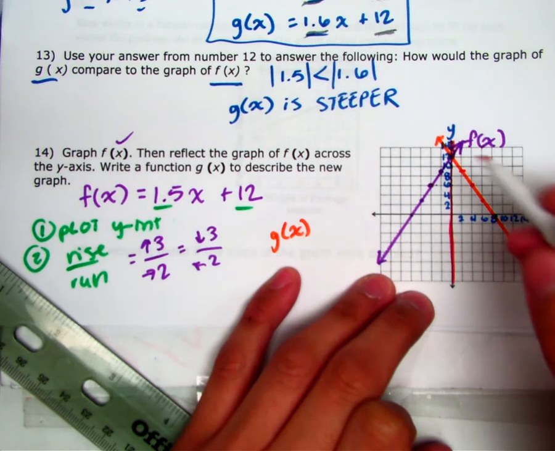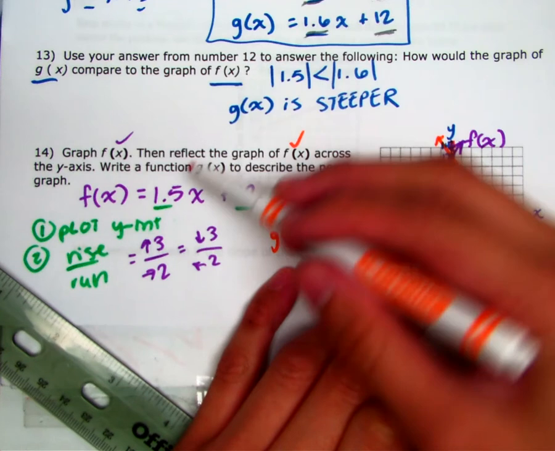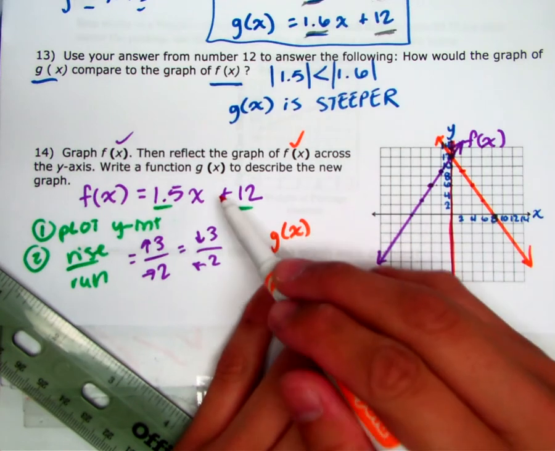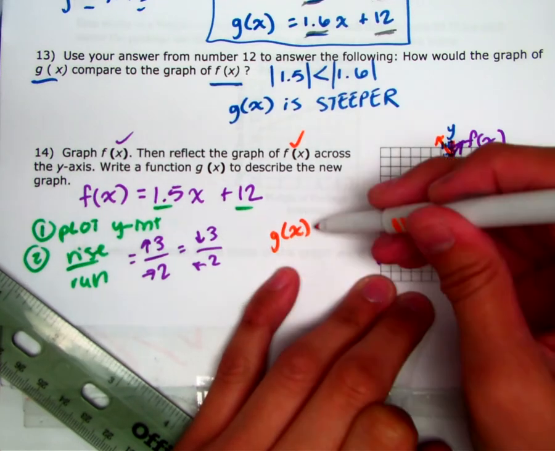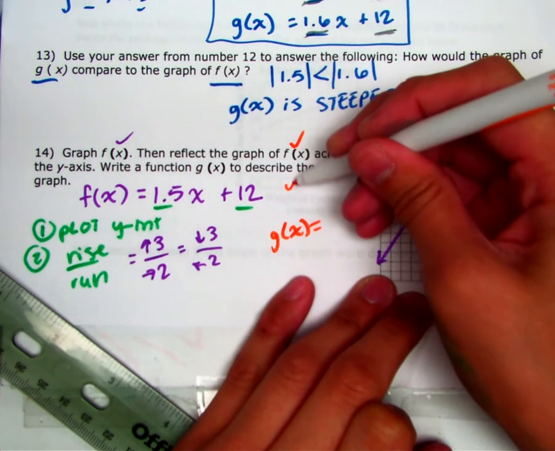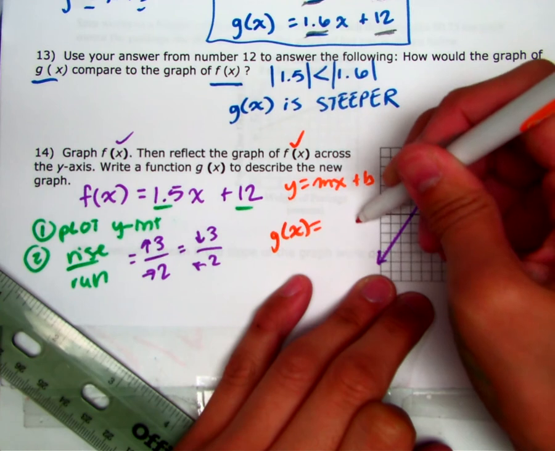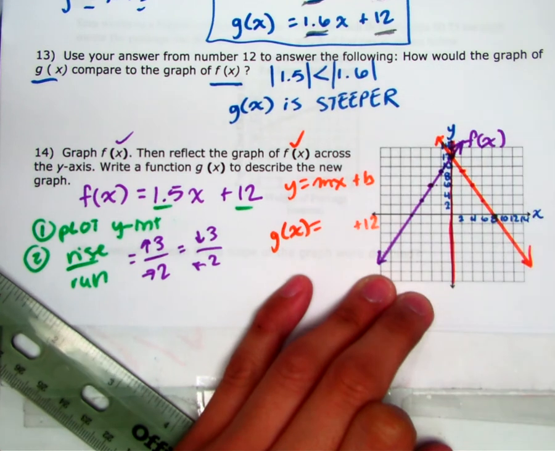Alright, so we've now reflected the graph of f of x across the y-axis. Now we need to write this function, or equation g of x, to describe the new graph. So hey, we have the same y-intercept. So given my y equals mx plus b, I know my y-intercept will still be 12. So plus 12 at the end. Now to find my slope. Well, I have points on here.